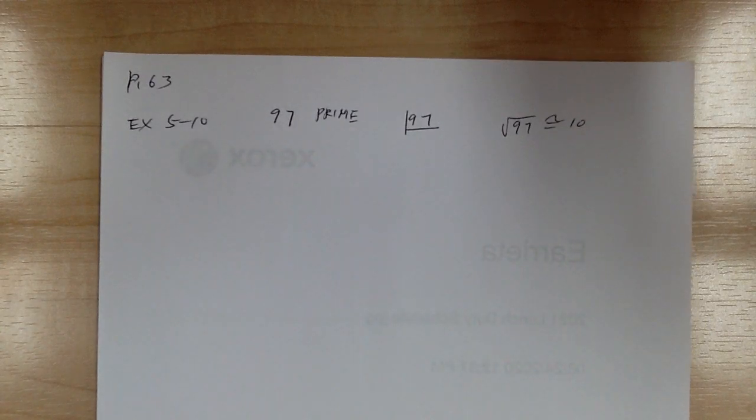If you read the paragraph below exercise 5-27, the question arises: how many prime numbers are there? The answer is that there are an infinite number of prime numbers.